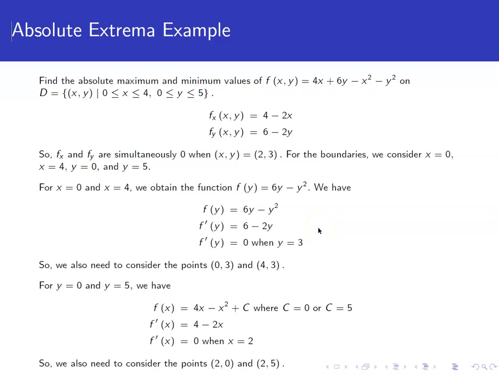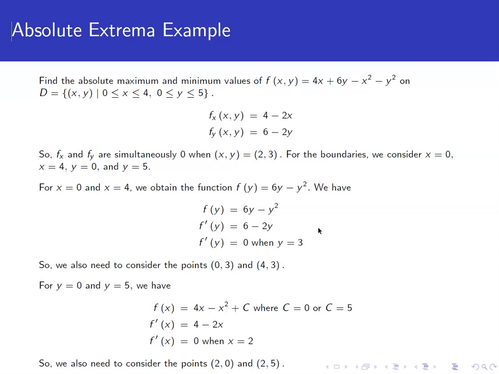In this video, we're going to consider finding absolute extreme values of a function of two variables on a closed region. So we're given the function f of x, y equals 4x plus 6y minus x squared minus y squared, and we want to find the absolute max and absolute min values of this function on the rectangle. X's go from 0 to 4 and y's go from 0 to 5.